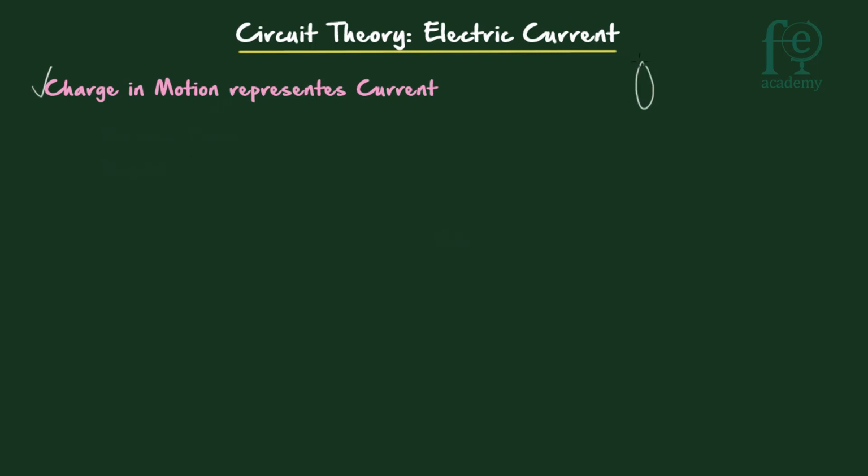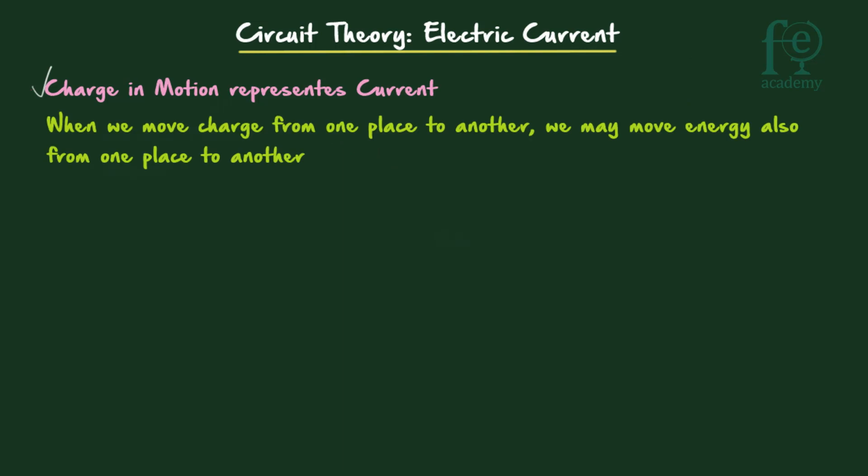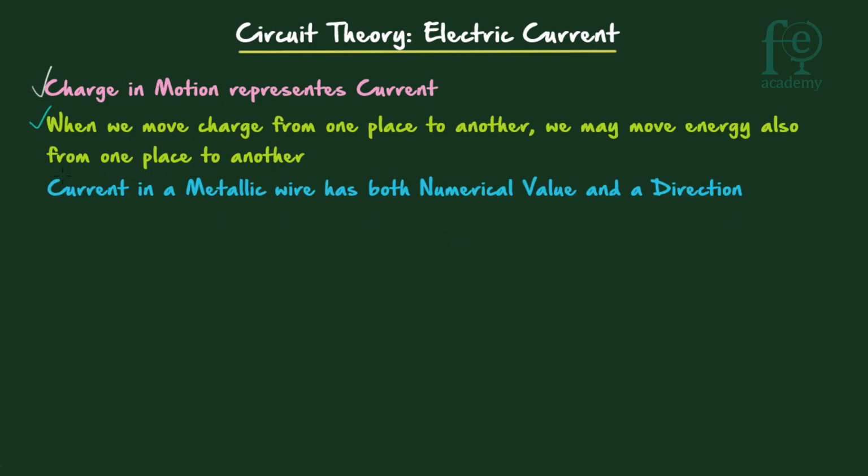Consider a conductor like this. When charge is in motion in this conductor, we say that there is a current in the conductor. When we move charge from one place to another, there may be a chance of moving energy from one place to another, so we have to notice this. Electric current is nothing but motion of charges, and when we move the charge, there can be motion of energy.